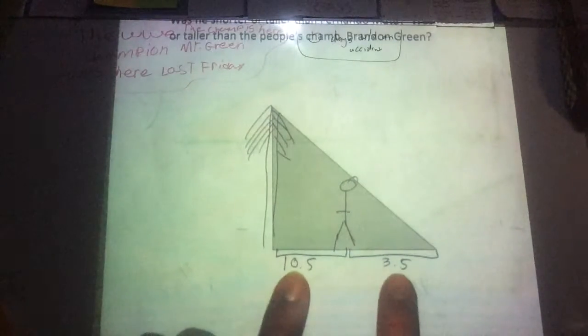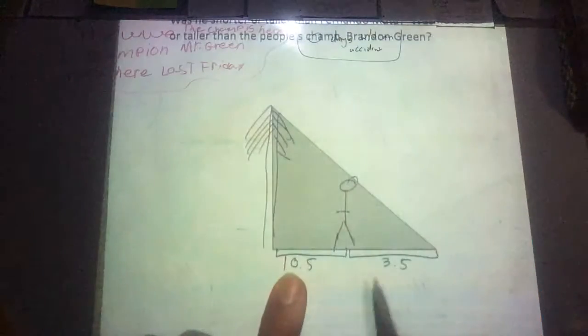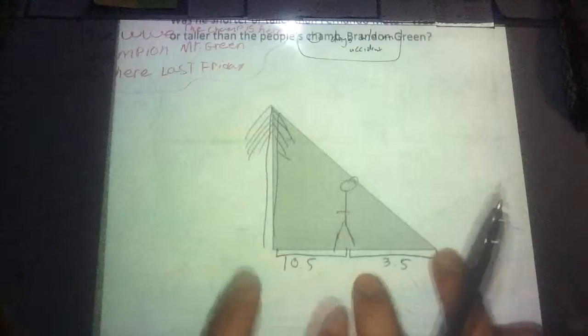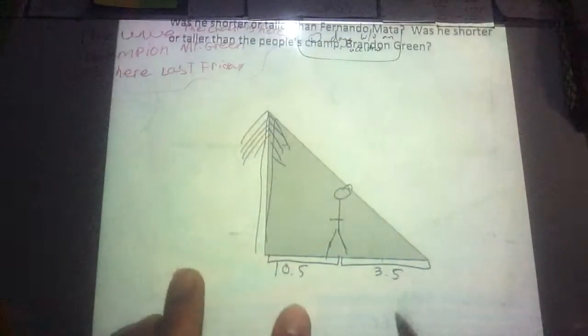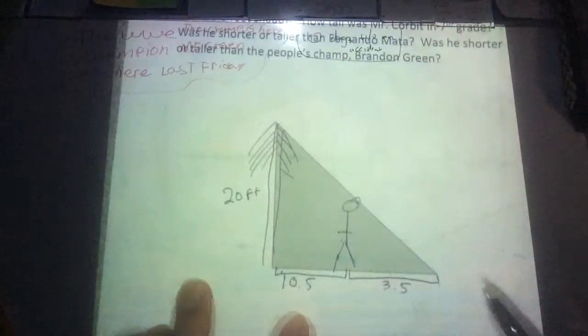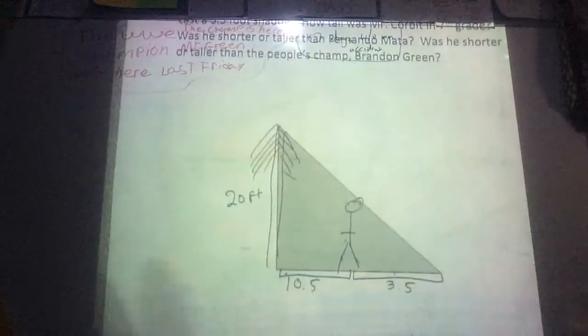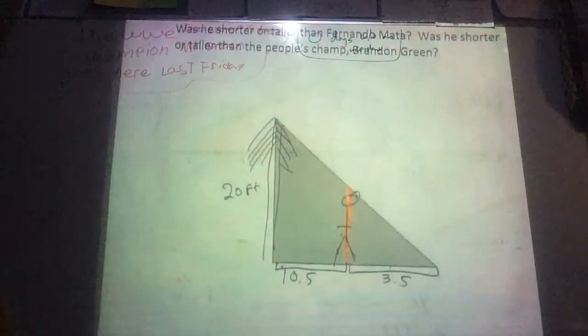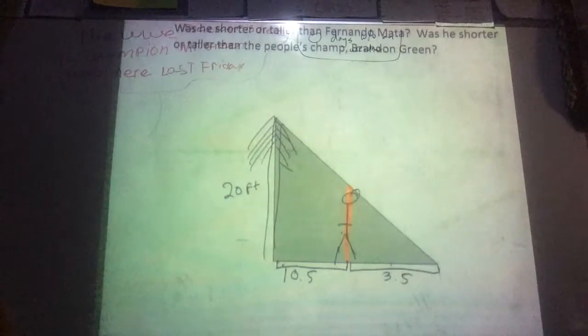So my fault on the drawing. Mr. Corbett probably should have been a little bit over here to make it seem realistic. But this is still how you would set it up. And we know how tall the tree was, 20 feet. So we're trying to find this distance right here. This was indeed my height in 7th grade.